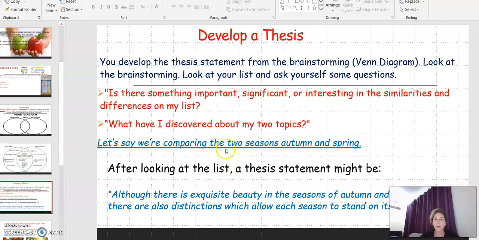So after looking at our list, when we work on the Venn diagram, the thesis statement might be something similar to this. Although there is exquisite beauty in the seasons of autumn and spring, this shows that both of them are wonderful seasons. They have wonderful weather. But there are also distinctions which allow each season to stand on its own. Although they have similarities, both of them are wonderful, yet at the same time, they have differences that make each season unique on its own, with its special features. So this would be an example of a thesis statement.